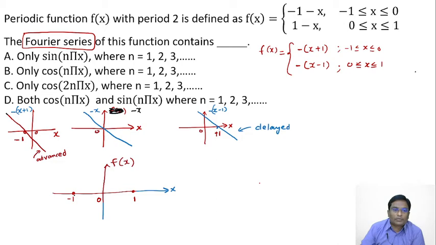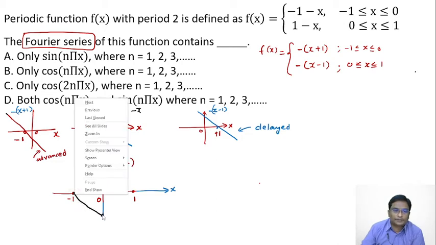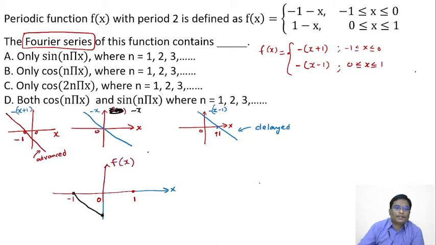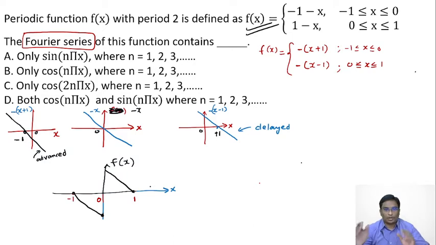Between the limits minus 1 to 0, this is the signal. Between 0 to 1, this is the signal. That's all. You plot this one, this is the f of x. Okay. Plotting this f of x is one half job done.